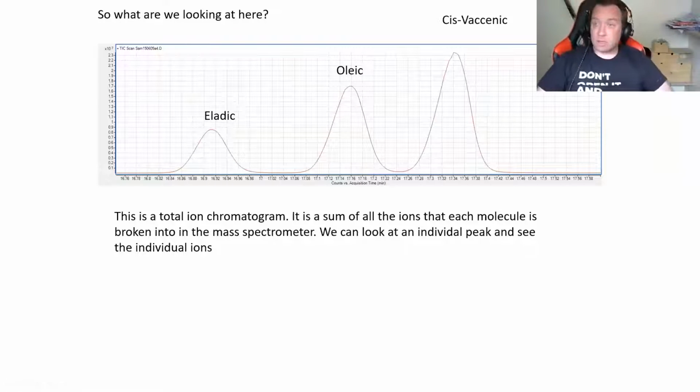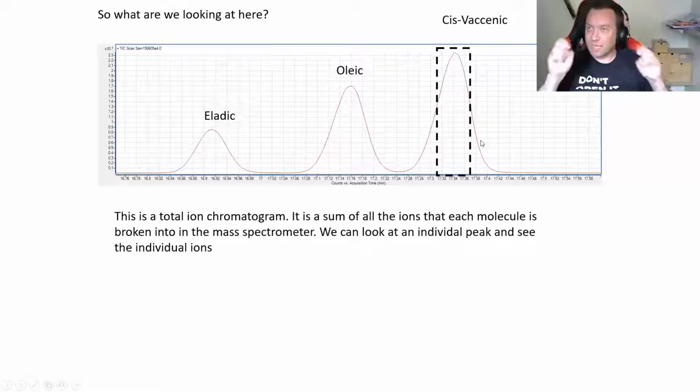So this is the total ion chromatogram, and now we've zoomed in just on cis-vaccenic acid, oleic, and elaidic acid, and you can see this is about 30 seconds of time. These runs are quite long, they take about 30 minutes. And now what we can do is zoom in onto this peak, and we can actually ask, okay, this is all the ions making up this peak, measured in total. What individual ions do we have in this peak?